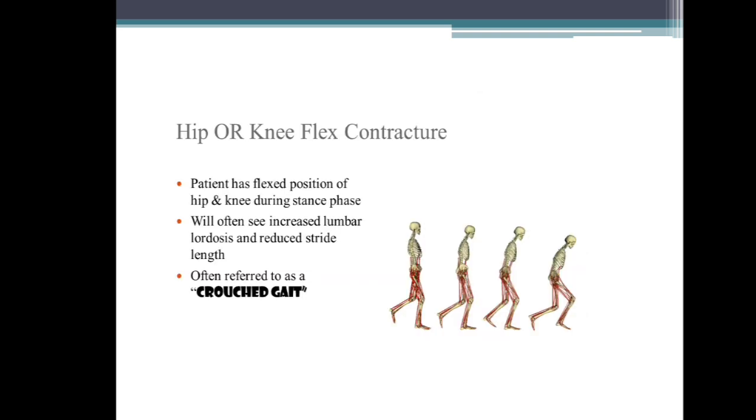In hip or knee flexion contracture, the patient has a flexed position of the hip and knee during the stance phase, as shown, and we will often see increased lumbar lordosis and reduced stride length. It is also known as crouched gait, as shown in this figure.